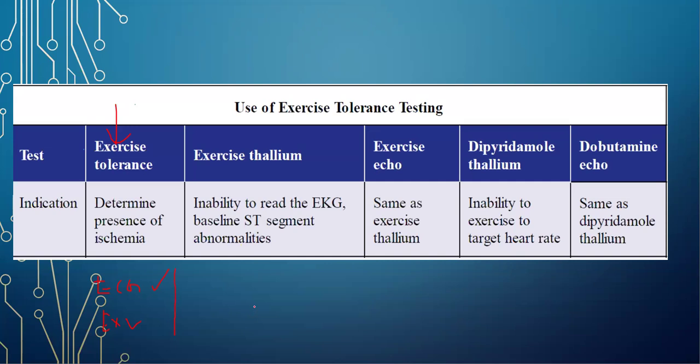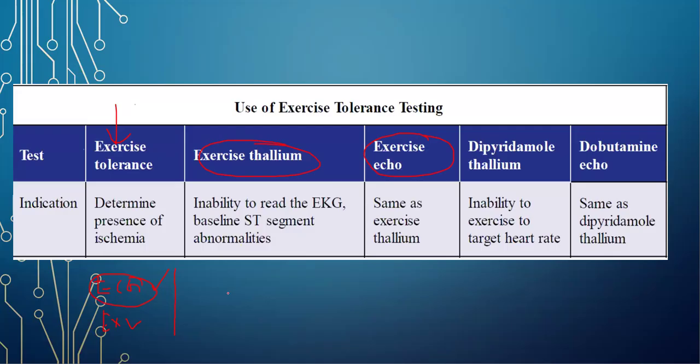What if the patient has a baseline ECG abnormality? When a patient has got a baseline ECG abnormality, but they can exercise, then our option will be thallium isotope scan or an echocardiogram. So the patient will be running on a treadmill, and during that time, we will also give the dye. So that's exercise thallium test or exercise thallium scan.